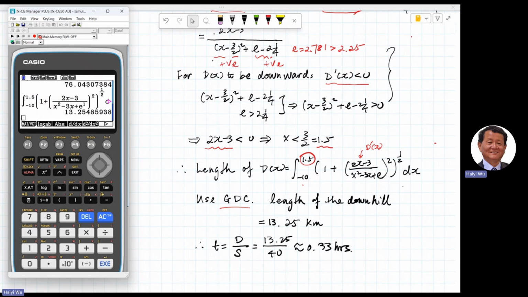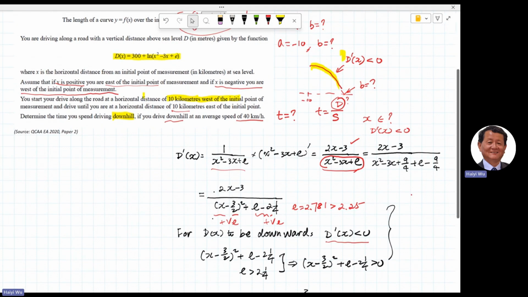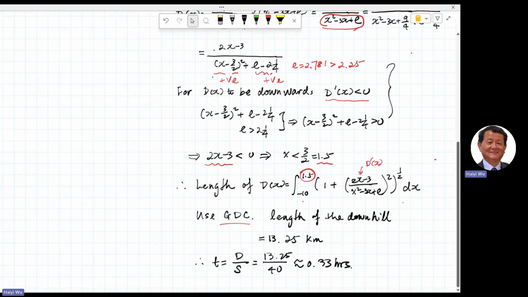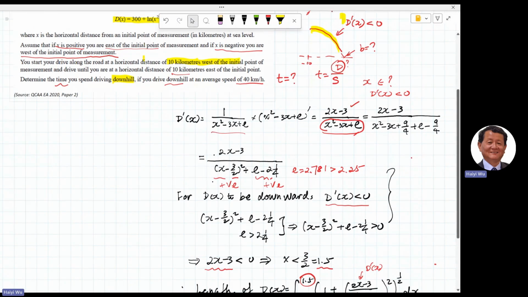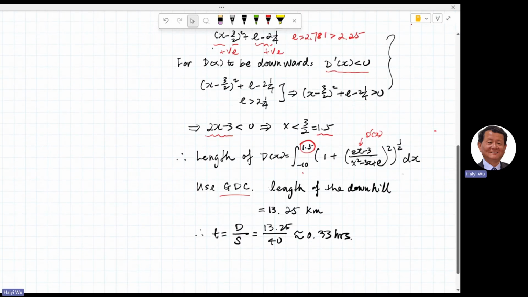Then your time will be distance divided by speed. 13.25 divided by 40 is 0.33 hours. So about 0.33 hours is the time travelled downhill. So we have answered that question. The question says determine the time. So the time is probably about half an hour for the driver to travel downwards at the average speed of 40 kilometers per hour. So that's the answer to your question.